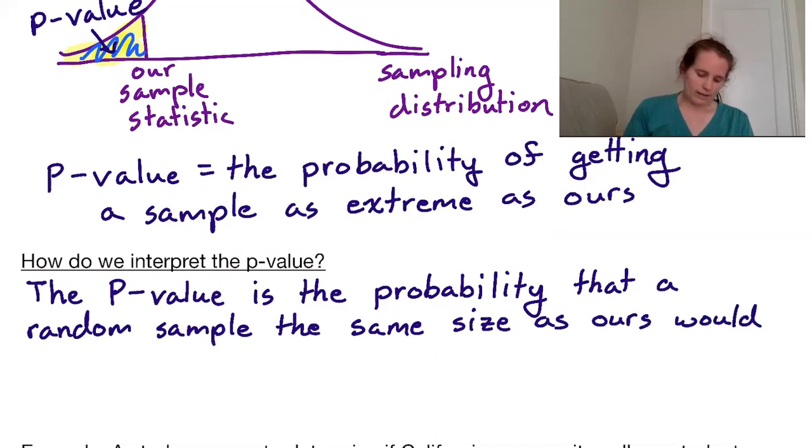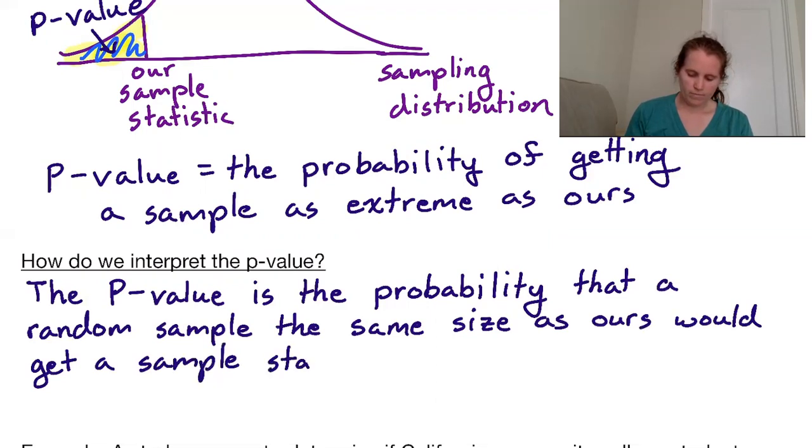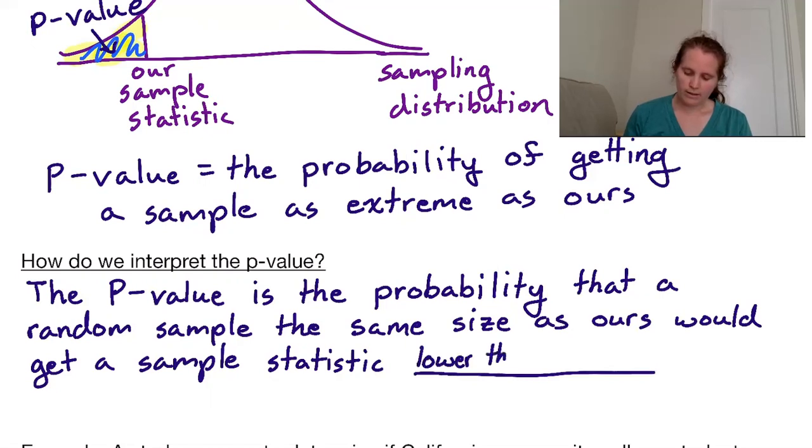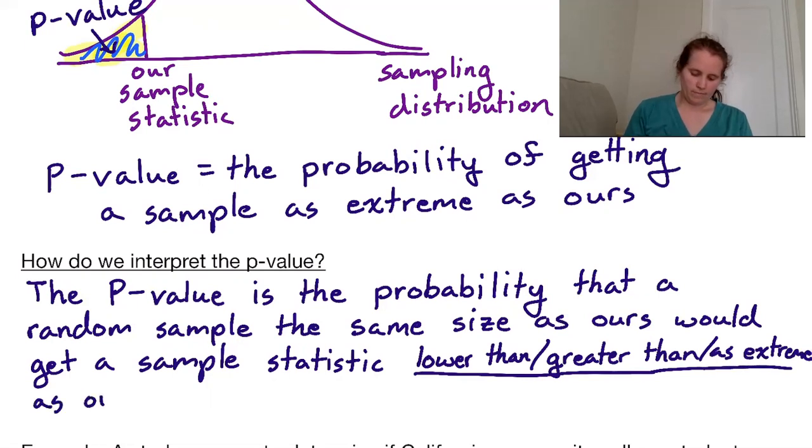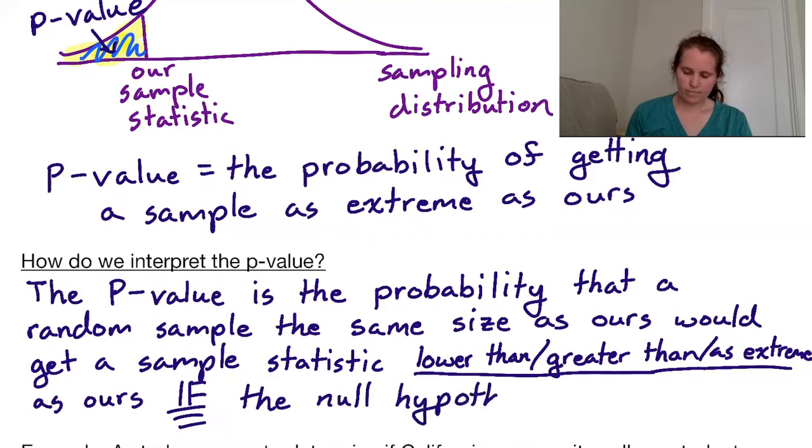would get a sample statistic, here we have a choice, lower than or less than, greater than, or as extreme as ours, if the null hypothesis were true.